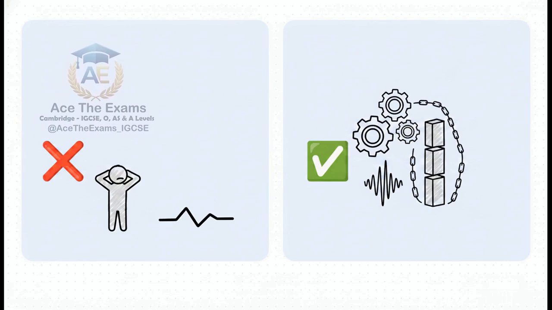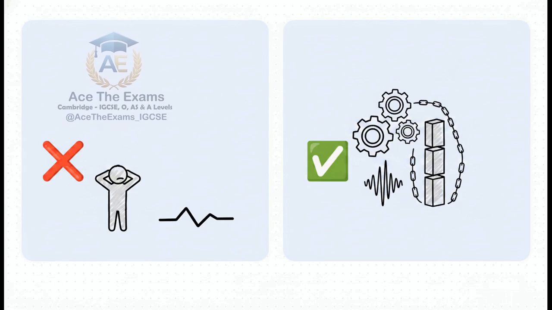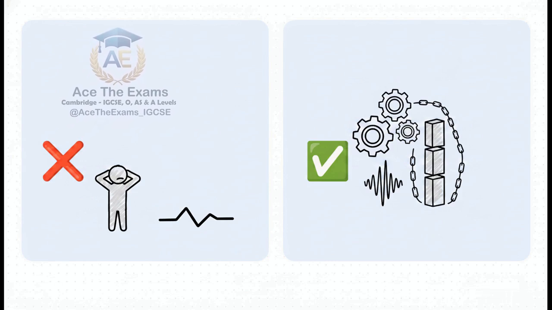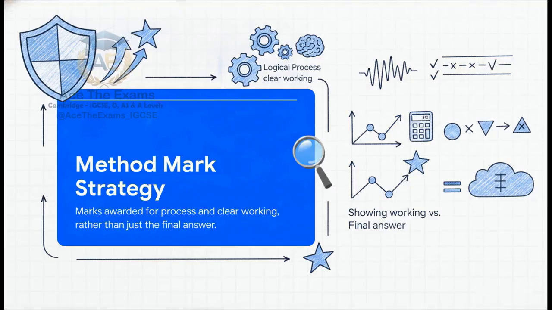The left is a student reciting a textbook from memory. The right is a hacker decoding the exam structure. That's how you turn red marks into green check marks. Section 3. The Method Mark Strategy. All right, now that we know exactly what not to do, let's look at the ultimate solution. We are shifting our mindset from just avoiding mistakes to proactively hunting for marks. Enter the Method Mark Strategy.